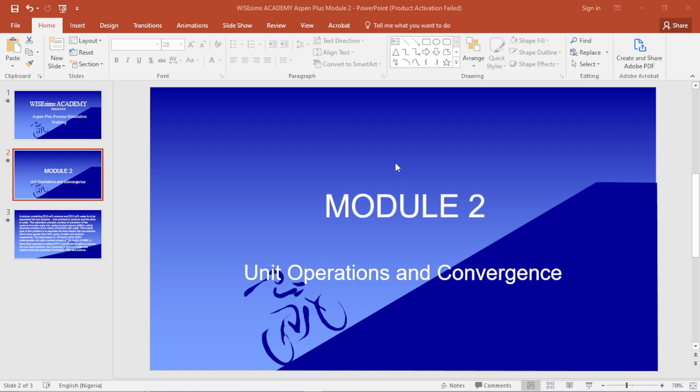Let's move on. For this module 2, we are looking at unit operations and convergence. We are going to be working with different unit operations, and then we'll be looking at their convergence after we've gotten our results. We just look at them and then perform some analysis on them.